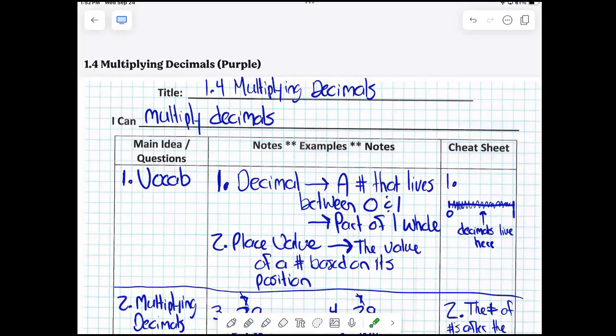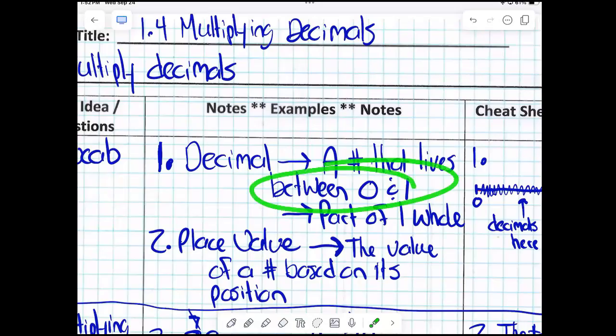We just finished multiplying decimals. Can you multiply decimals? Yes. Where do decimals live on a number line? Between 0 and 1, right? Yes.